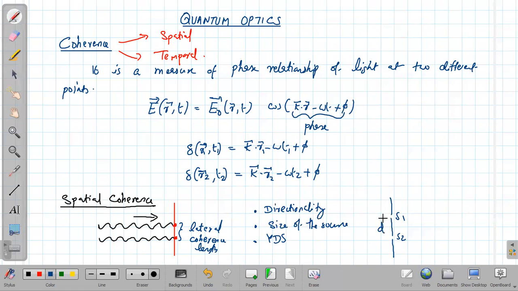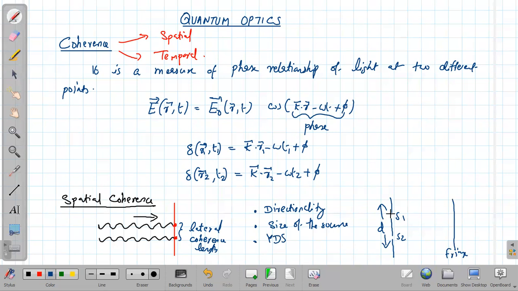Okay, so if you increase this slit separation, what would happen if the light reaching S1 and S2 is not coherent? We will not get any fringe pattern. So usually we'll get a fringe pattern over here only if the sources at S1 and S2 are coherent, or spatially coherent.